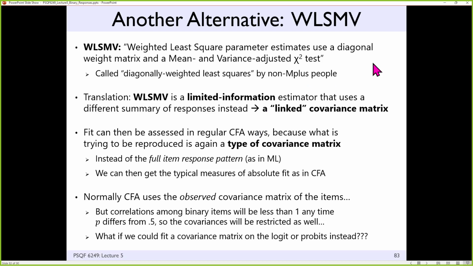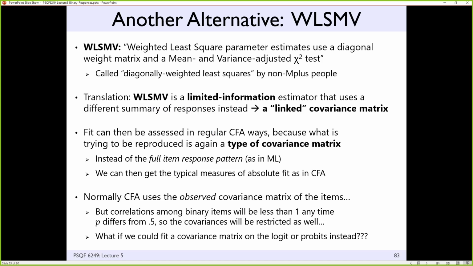This thing, limited information. So limited information as estimated using some flavor of weighted least squares. There's a bunch of different ones. The one that everybody uses the most now is called WLS-MV in Mplus. The rest of the world calls it diagonally weighted least squares. So if you see DWLS, that is the same thing.